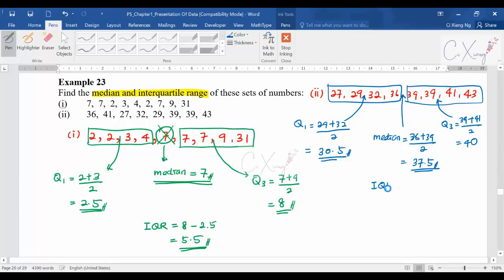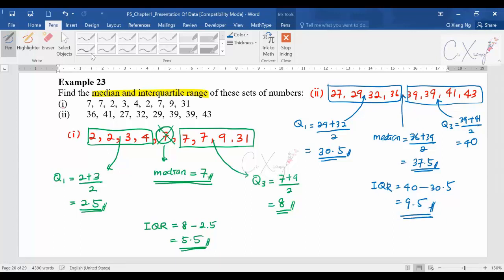And after that, again, don't forget about the IQR. 40 minus 30.5, and you should get 9.5. Okay, so I hope that you really can understand what we have here. All right, so this is a simple example to show you how we actually find the median, first quartile, and also the third quartile.